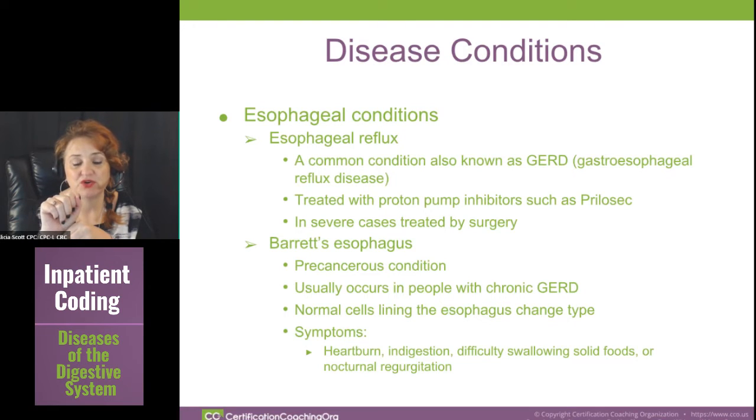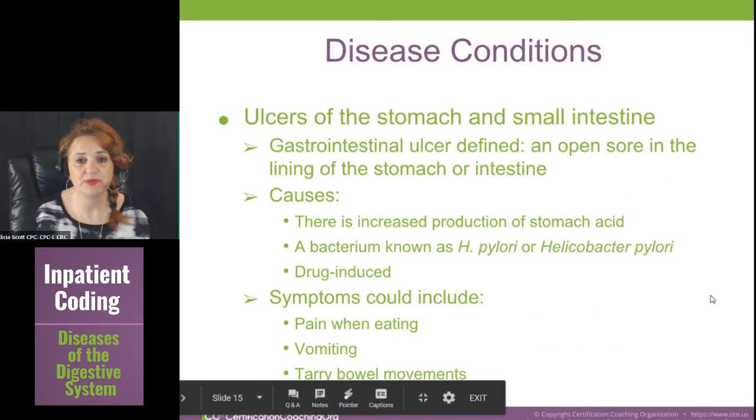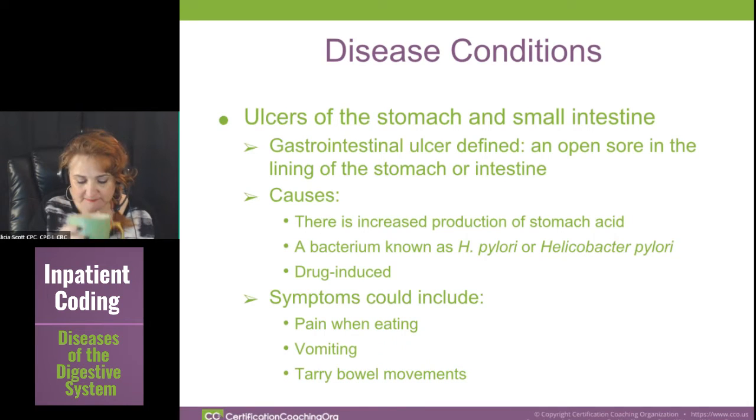If a person has chronic GERD, that's something they always check you for. The symptoms are going to be like GERD: heartburn, indigestion, difficulty swallowing solid foods, and nocturnal regurgitation. What that means is you lay flat and you get reflux coming up. Anything that you eat will come back up into the esophagus. Barrett's esophagus has its own code. It's very specific. That covers GERD and Barrett's esophagus. Now, talking about ulcers of the stomach and the small intestines.